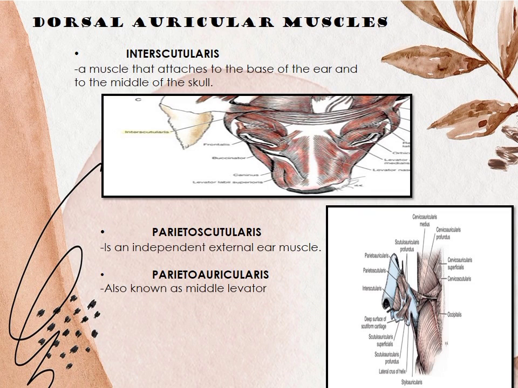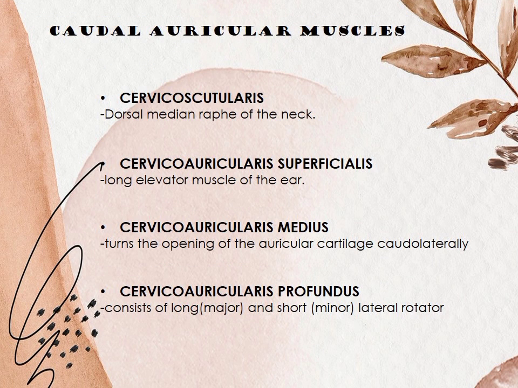So next, the dorsal auricular muscles. First one is the interscutularis, which is a muscle that attaches to the base of the ear and to the middle of the skull. Next is the parieto-scutularis, an independent external ear muscle. And the last is the parieto-auricularis, also known as middle levator. In dogs, the eyebrow motion is made by a muscle above their eyes, which is on the inner side of their nose.